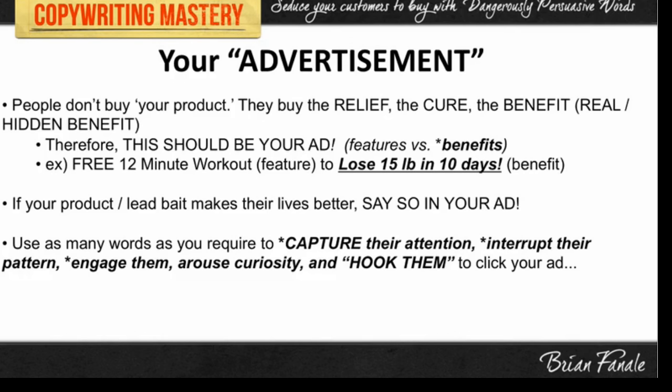Okay? Well, guys, regardless of if there's a limit on how many letters or how many words can be in your ad, just use as many as you require to capture their attention, interrupt their pattern, engage them, arouse curiosity, and hook them to click your ad. Now, this may force you to get creative, guys, and that's okay. You're going to tap into your right brain, now that you know the things that make people tick, the 12 human needs and the languages, and how to get people to take action with specific words, and to elicit emotions and tap into images, metaphors, and speaking to their unconscious, because that's what makes the buying decision and gets them to take action.